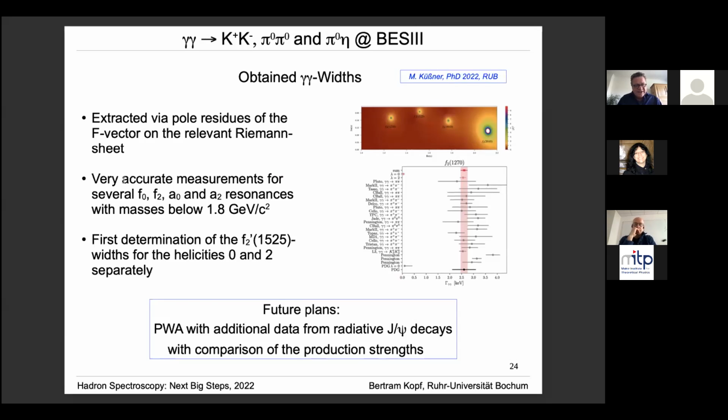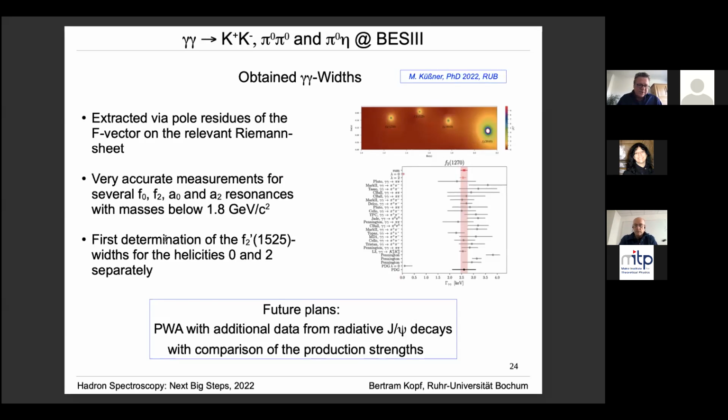And this results really in very accurate measurements for several resonances here for masses below 1.8 GeV. One example is the F2 1270, where, when one compares this result with the other measurements, one can see that the uncertainties are really very low.